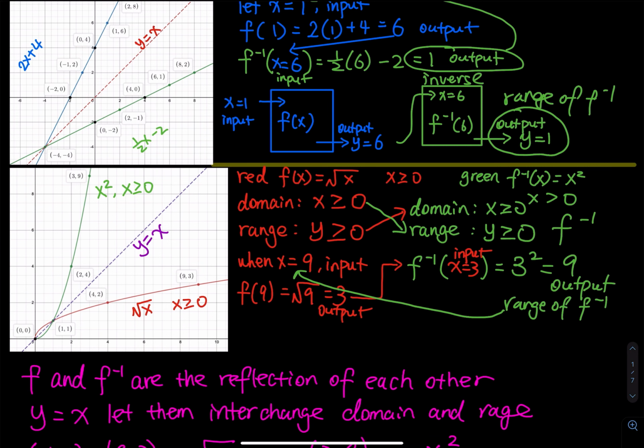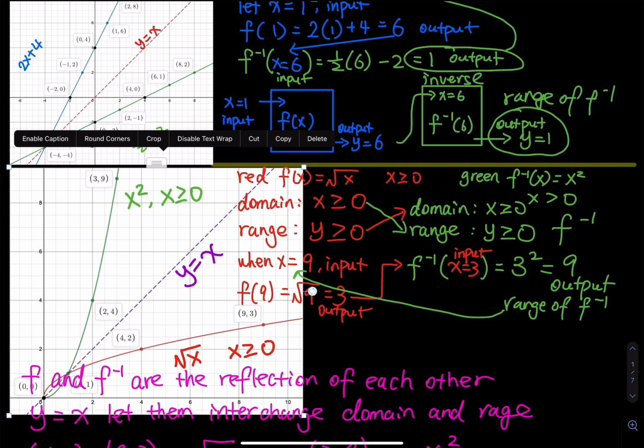And then y equals x represents the mirror. So if you go back to this picture right here, you are the square root of x, your reflection is the half parabola, and the mirror is y equals x. So that's how I teach inverse function in my own words.